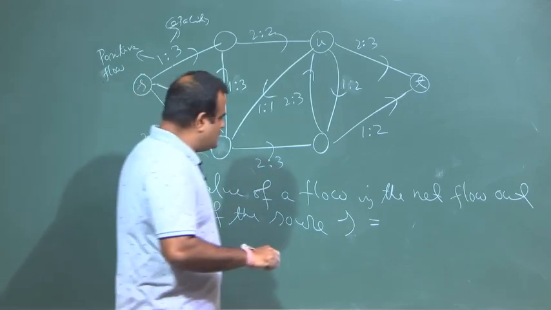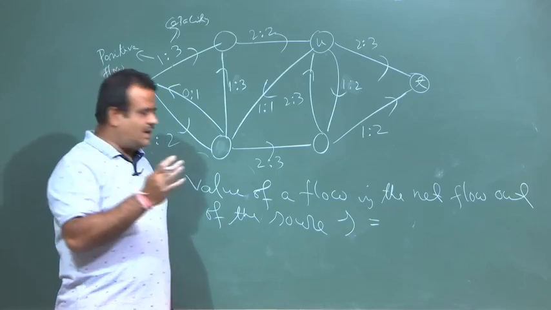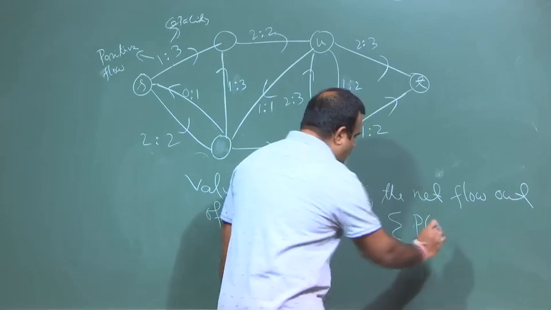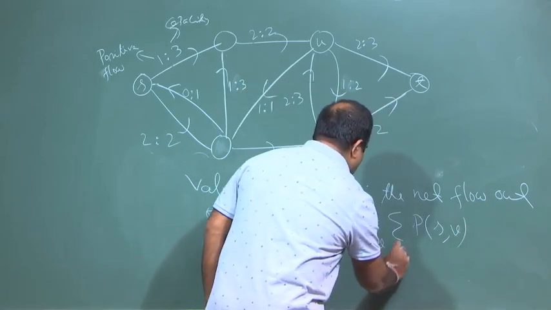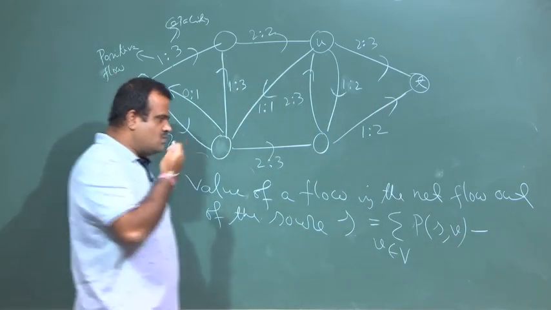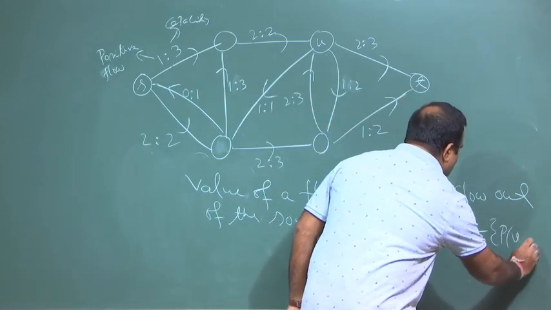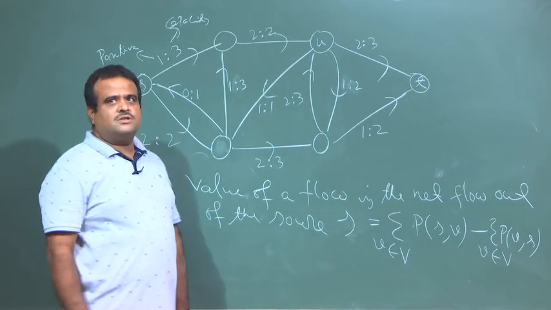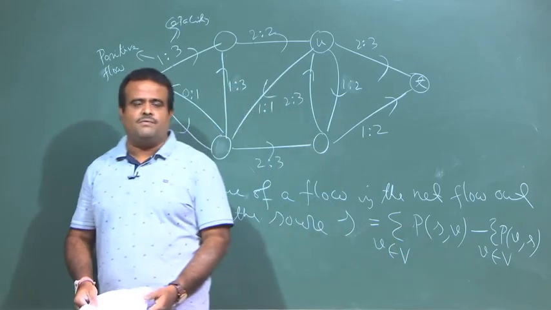So, that means this is basically all the outgoing edges from S. So, this is basically the summation of P of S comma V, minus, if there are any incoming edges to S, the summation of P of V comma S. So, this is the net flow.